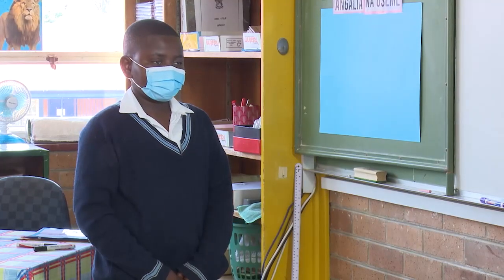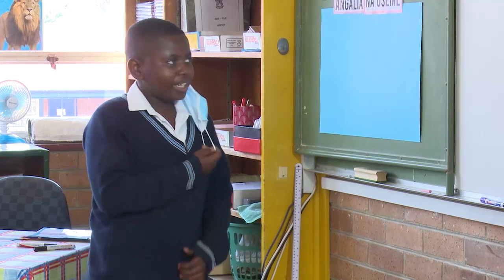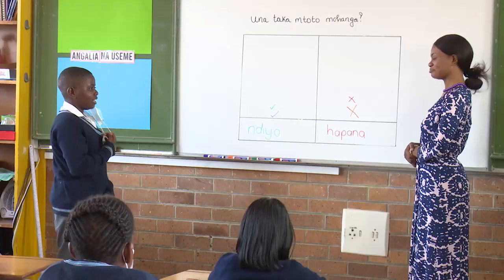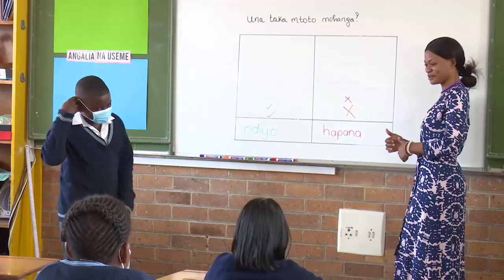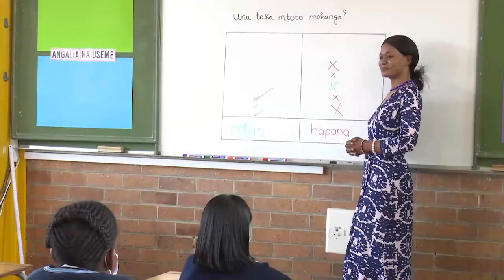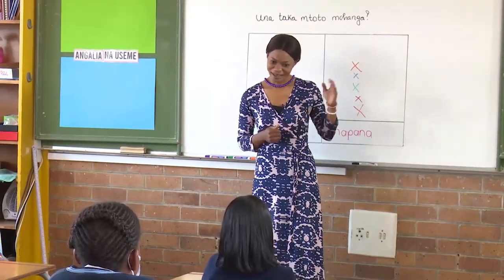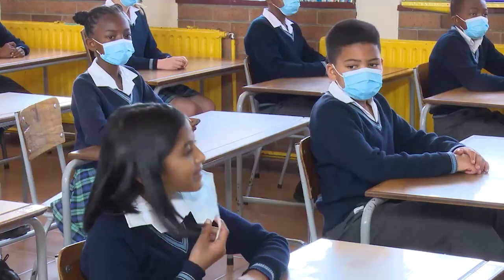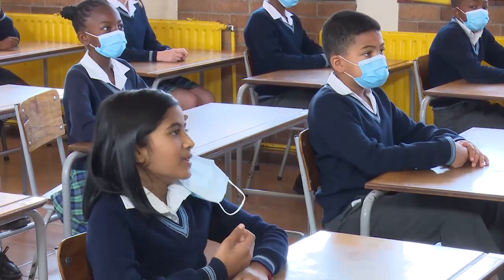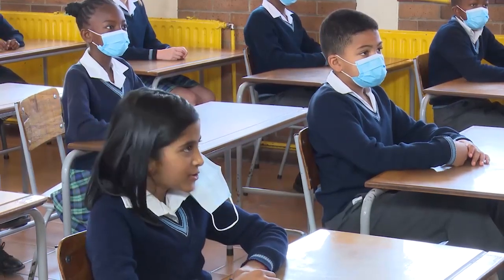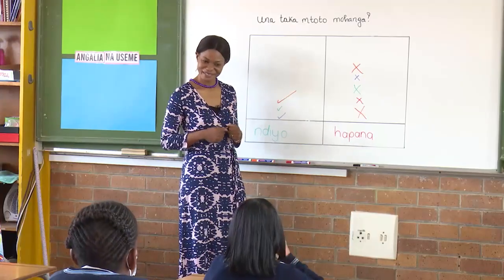Josias, unataka mtoto mchanga? Hapana, sitaki mtoto mchanga. Excellent. Vizuri sana. Well done. Well done, group 1. Akira, unataka mtoto mchanga? Ndiyo, nataka mtoto mchanga. Vizuri sana.